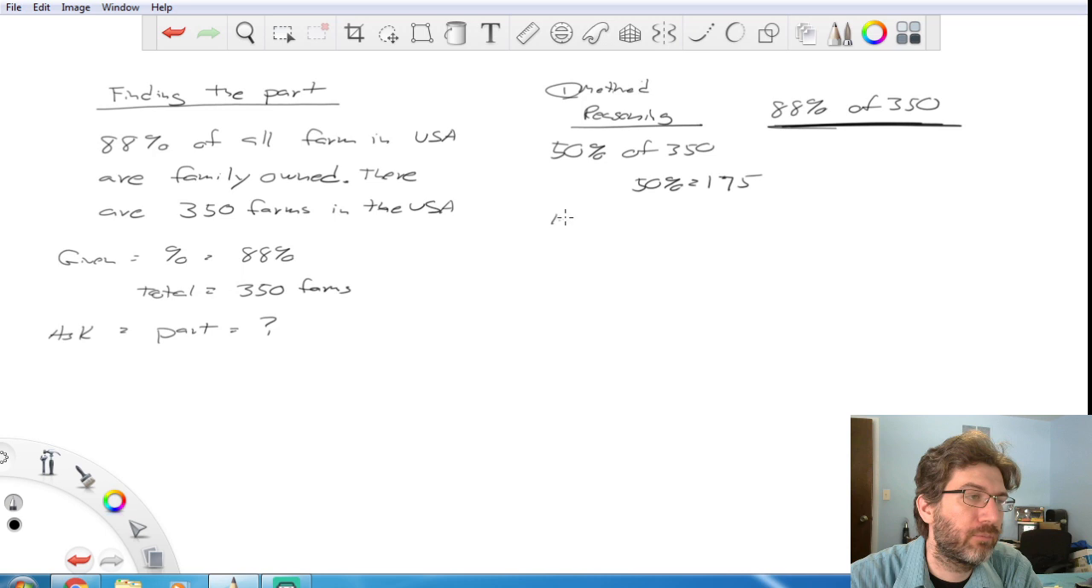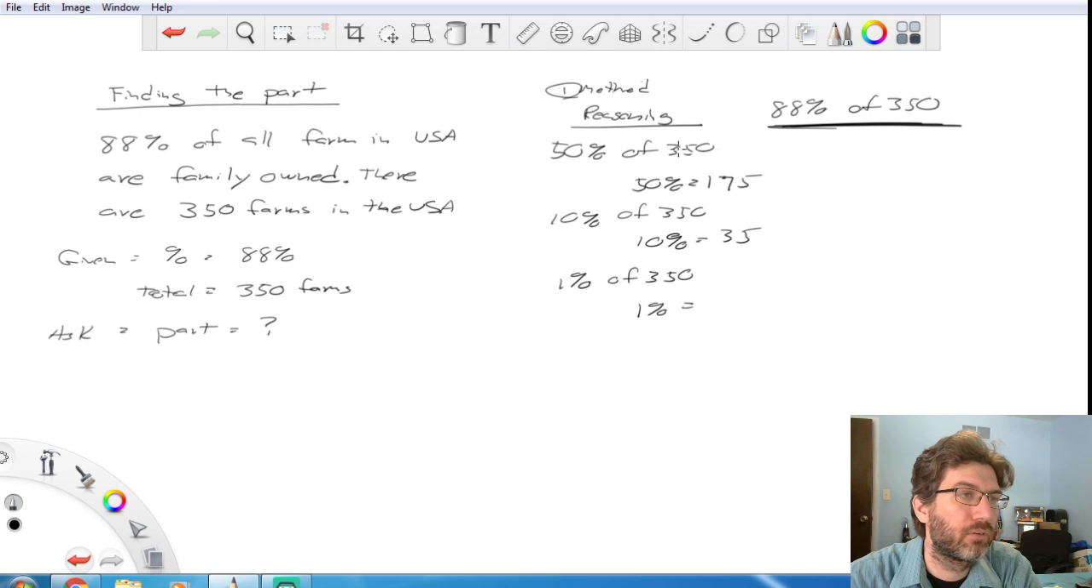I know that 10% of this, finding 10%, I just move my decimal point over 1, is 35. So 10% of 350 I know is 35. And I know 1% easily too, because 1% would be moving it over twice. So 1% of 350 equals 3.5. And then you just kind of add up your percents until you get 88%.